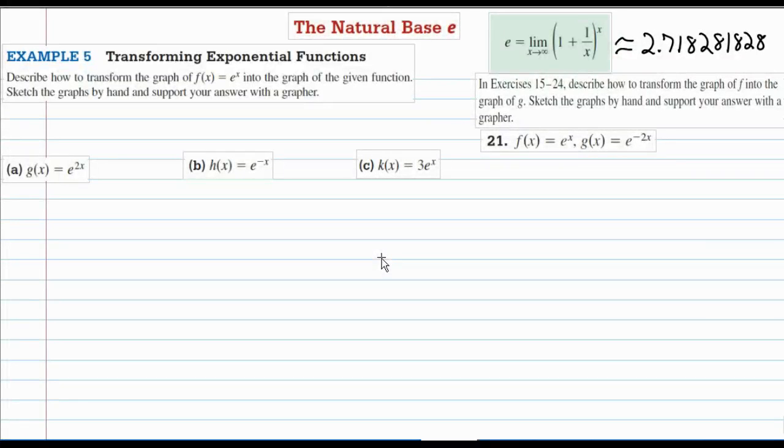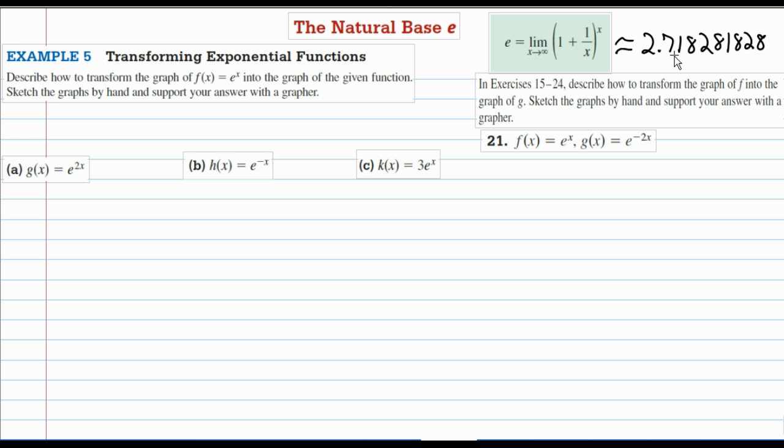This is the screencast for section 3.1, example 5. We're going to transform exponential functions regarding the natural base e. e is a number you've probably heard of before. It's about 2.71828. I think your teachers in the past have said it's about 2.72.